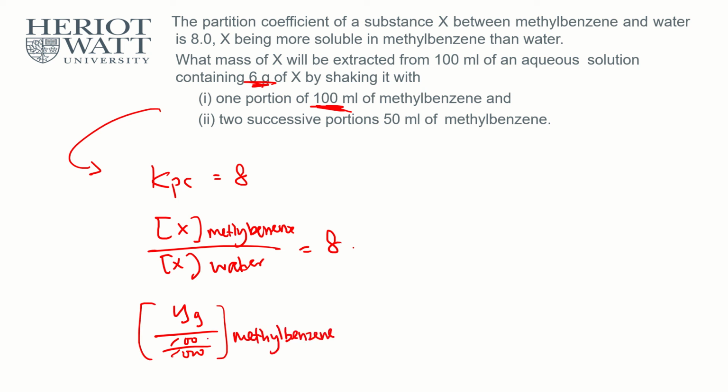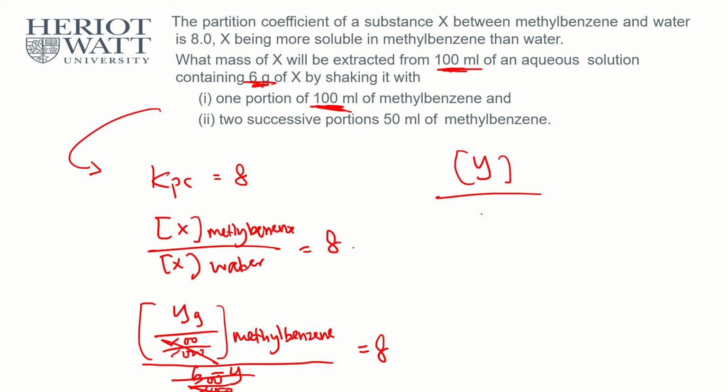All right, so I expect Y grams to move to it, divided by how many grams remain in the water. Initially, I have 6 grams, so 6 minus Y, because Y has been moved to methyl benzene. So 6 minus Y, divided by the volume of aqueous solution, still 100 over 1000, the same thing, equals 8. You see that? And the volume can be cancelled out. So eventually you get Y over 6 minus Y equals 8.